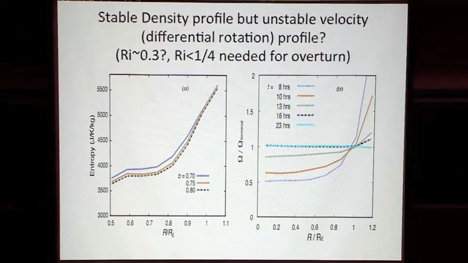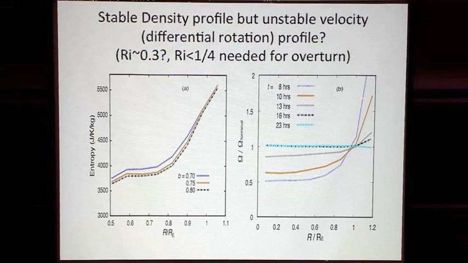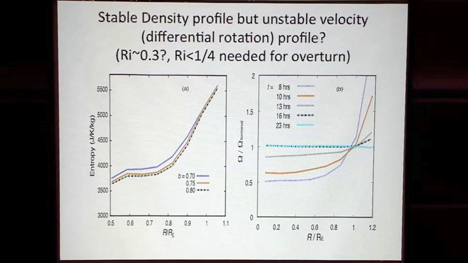But it is possible, marginally possible, that this rotation state here, which has very strong excess angular velocity in the outer regions, is sufficiently strong that it satisfies the criterion for overturn. Now, this thing here is the Richardson number. The Richardson number, when it's small, corresponds to the situation where the shear flow can overcome the gravitational stability of the system.